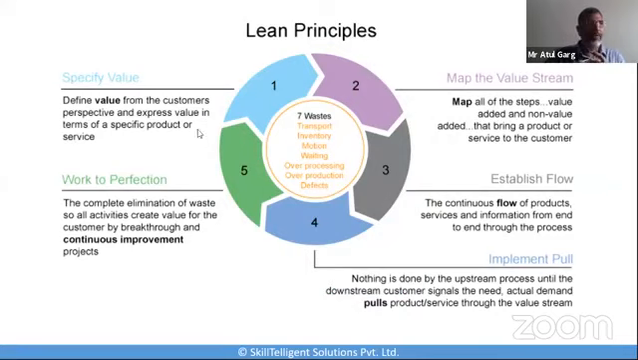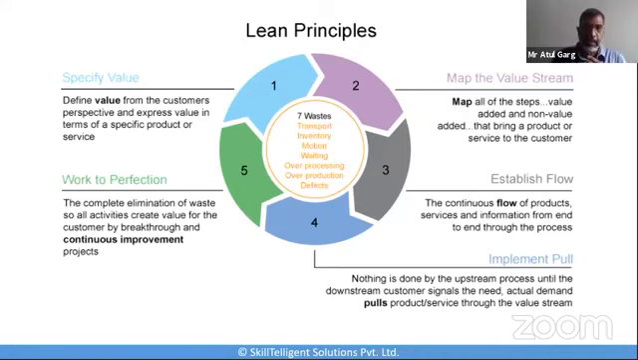So let's take the first one, specify value. The first principle is about defining value from the customer perspective and expressing value in terms of the specific product or services. The second after that is to map the value stream. The second principle is identifying and mapping the value stream, covering all value added and non-value added activities that bring a product or service to the customer.